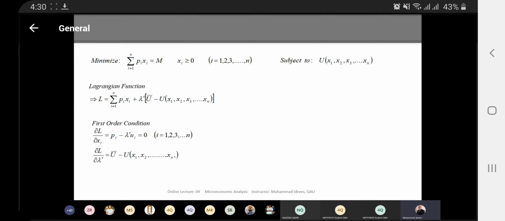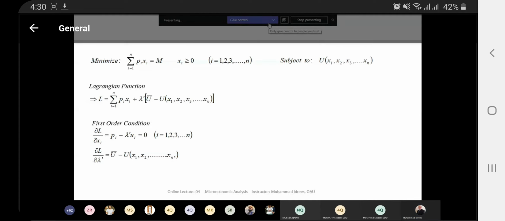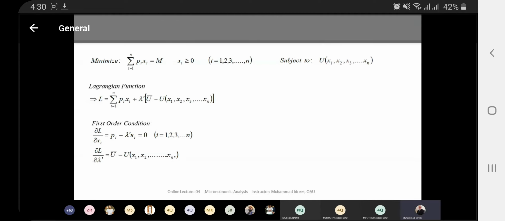So what we'll do, we'll differentiate the Lagrangian function with respect to each of the commodities. So here we have taken n number of commodities. So I have just written the partial derivative of the Lagrangian function with respect to xi. So xi is the commodity. It can be X1, it can be X2, it can be X3. If there are n number of commodities, then you will have n equations. For example, if there are only two commodities, you will get two derivatives: curly L over curly X1 and then curly L over curly X2. If you have three commodities, you will get three derivatives.